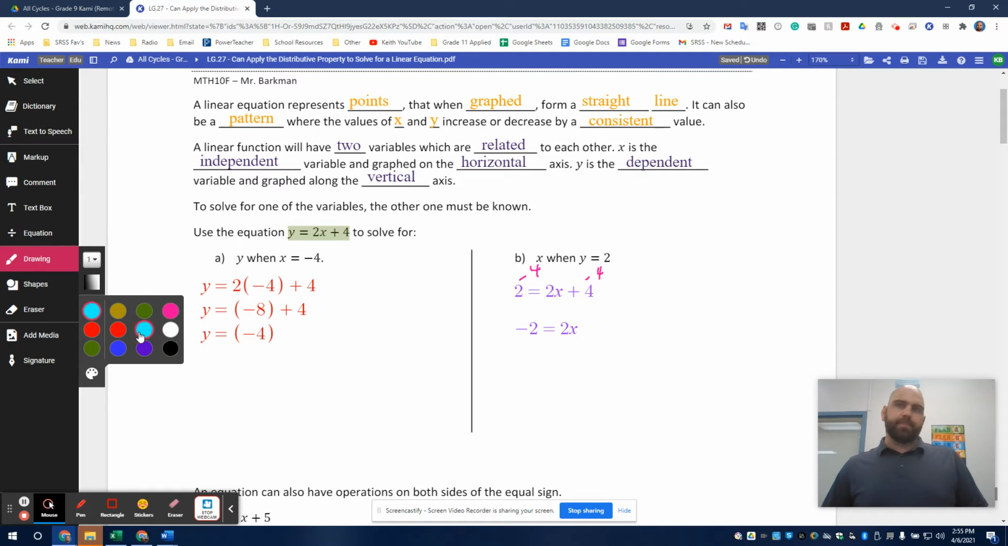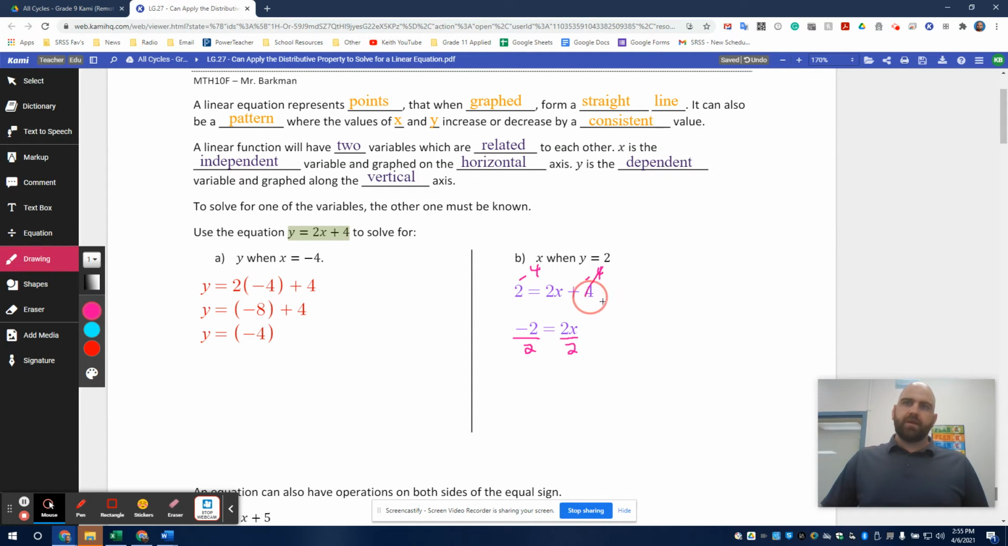Next step, let's use the same colors here. We want to get rid of the 2. Well, there's a 2 in front of the x. It's multiplying. The opposite operation is to divide by 2. So we're going to divide both sides by 2. Now that's a positive 2.